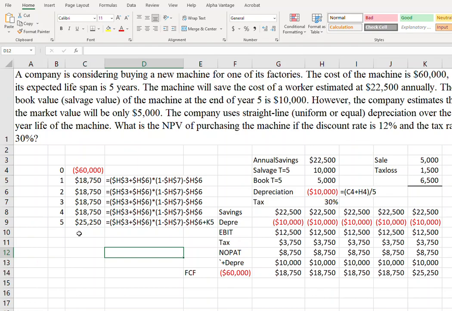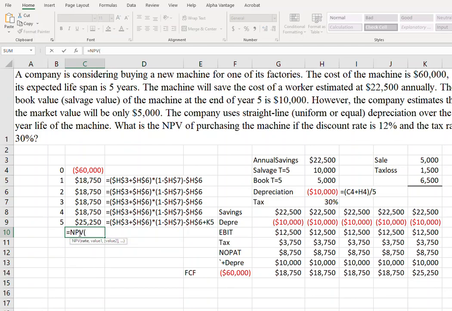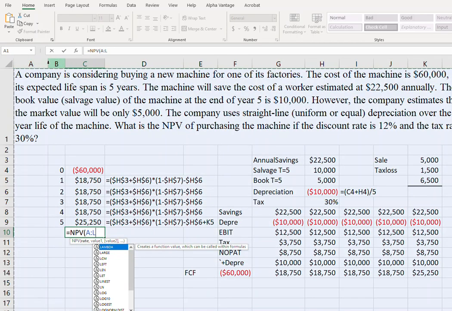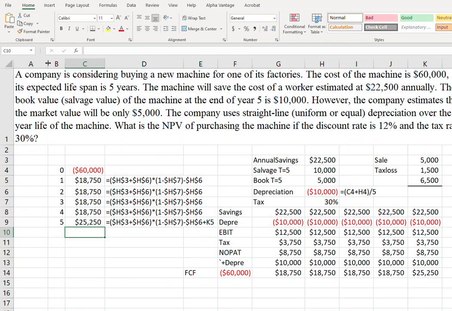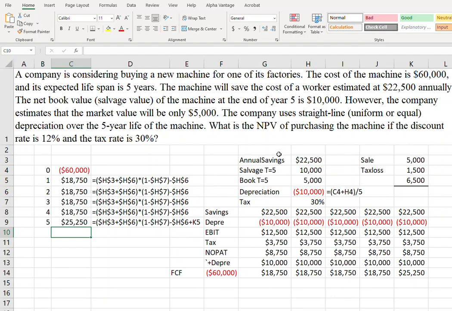So our last requirement is to calculate an NPV. And so we can just use our NPV function. We were given a rate of 12% as the discount. The discount rate is 12%. So we're going to do an NPV, 0.12 for our discount rate.